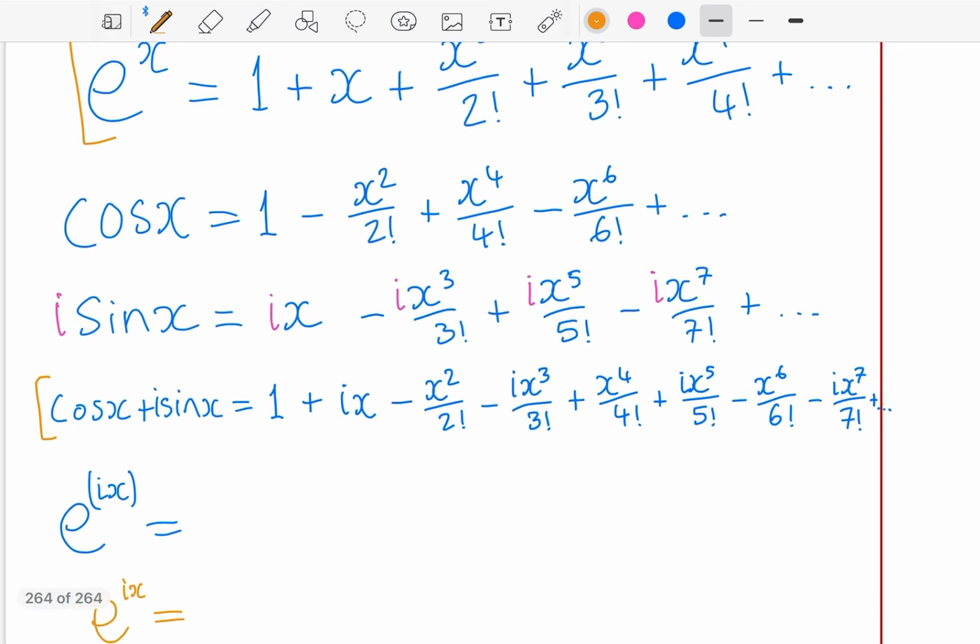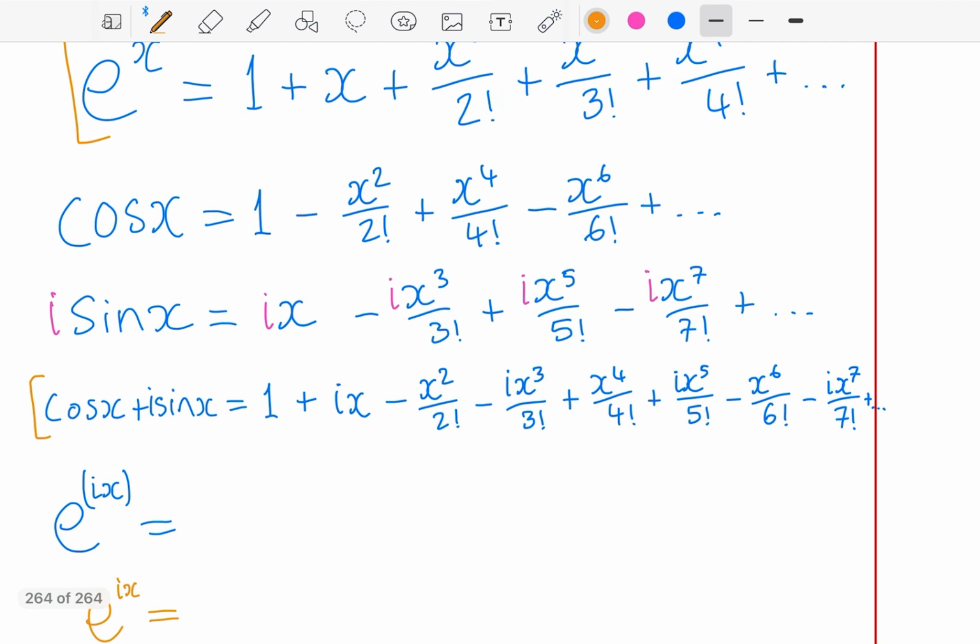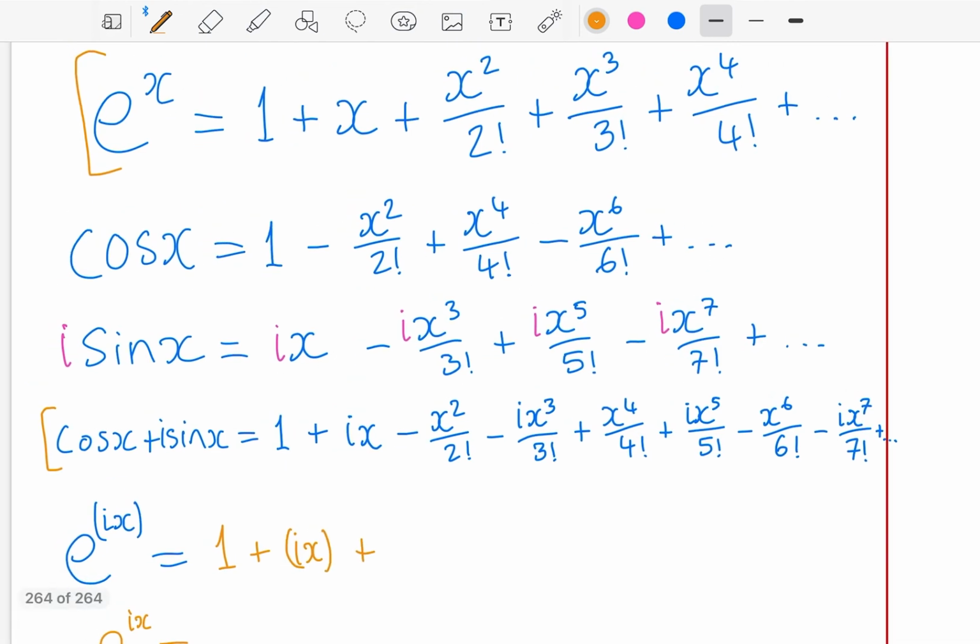Well, how are they related? What we can see is if we evaluate the power series of e to the power of ix, what I've written just below, we will start to see more similarities. So instead of x, I'm going to replace that with ix every time. I'm just going to write ix every time I used to have x.